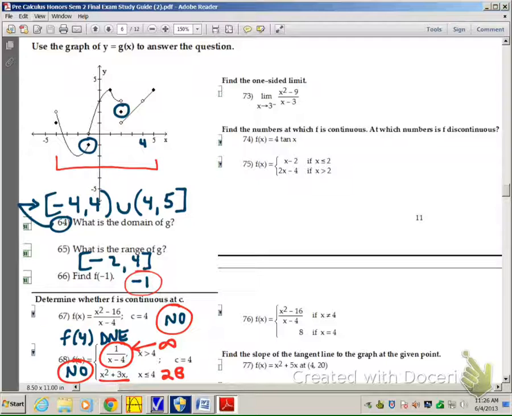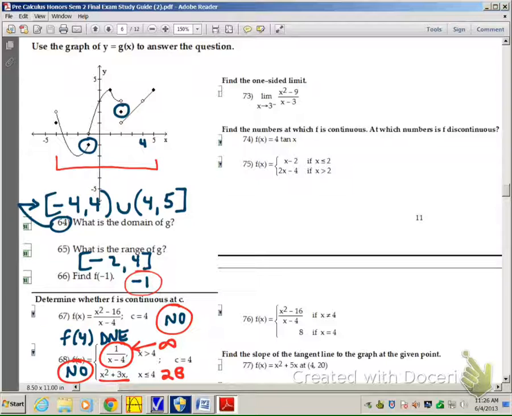Yeah, I guess I didn't need to do the limit. F of 4 does exist here. Oh yeah, I guess I did need to do the limit, my bad. So the limit does not exist at 4, so therefore this piecewise function is not continuous at x equals 4. Sorry for the pause there.